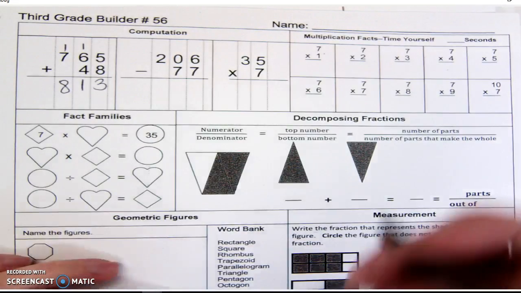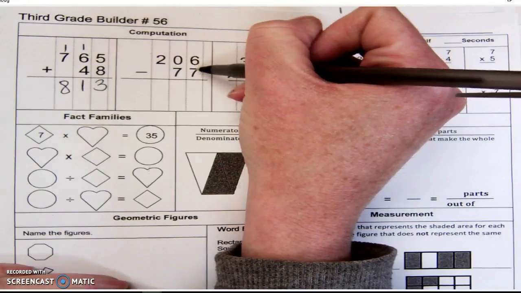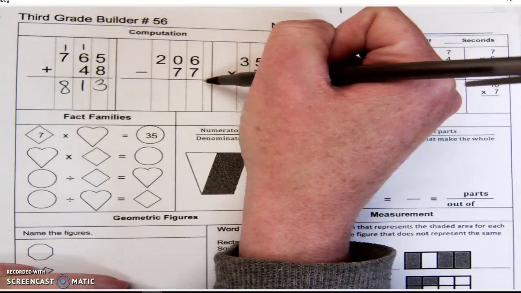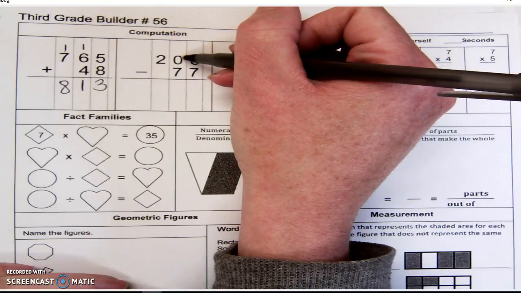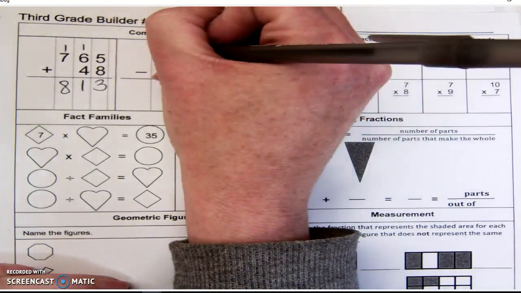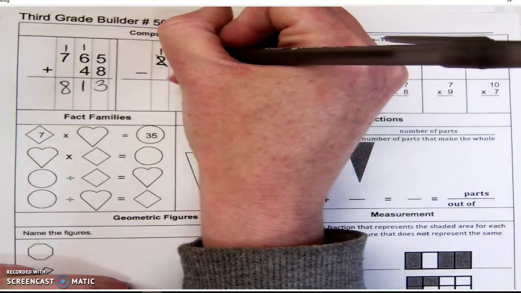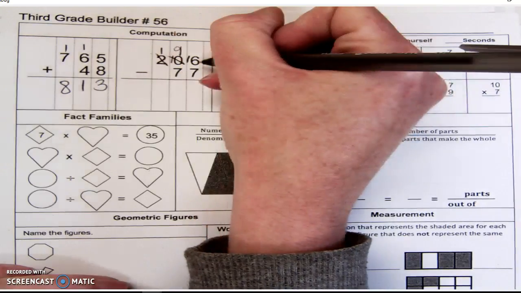Now let's subtract 206 minus 77. Starting in the ones place, 6 minus 7. I have 6. I can't take 7 away. I have more on the floor, so I'm going to go next door. But I've got a 0 in my tens place, so I've got to keep walking. Take 100, turn it into 10 tens. Now I'm going to take one of the tens, turn it into 10 ones.